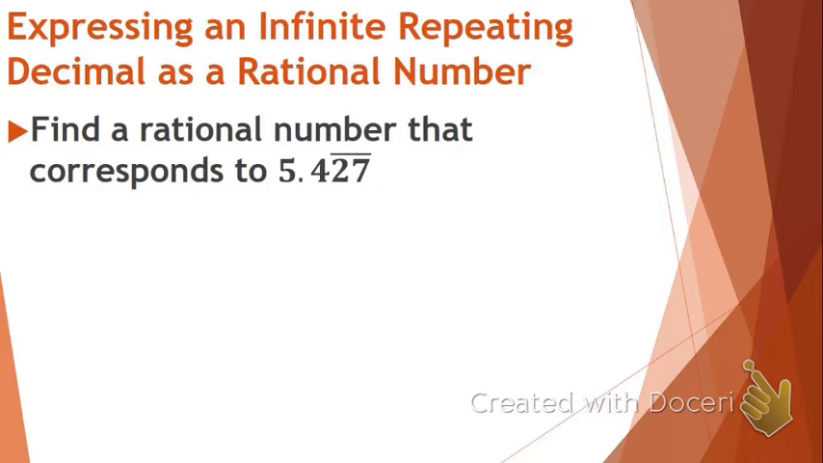So here's the first example of this process. We are going to express 5.427272727272722 as a rational number. What do I mean by rational number? It's a number that I can write as a fraction of whole numbers. So some whole number divided by some other whole number. That's what we're going to do here.